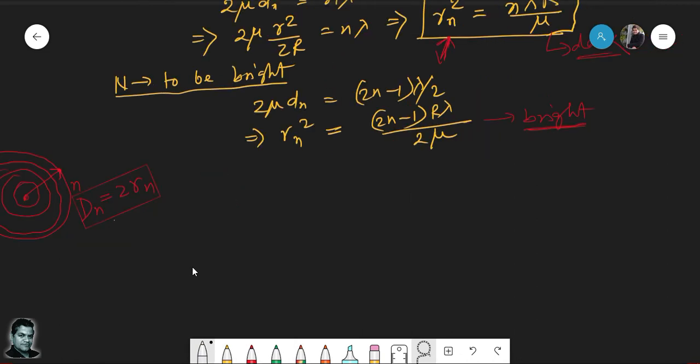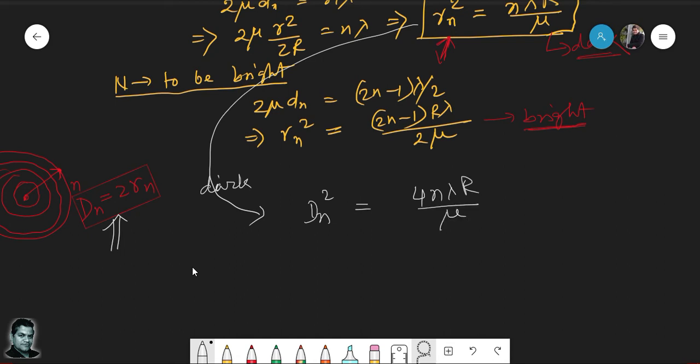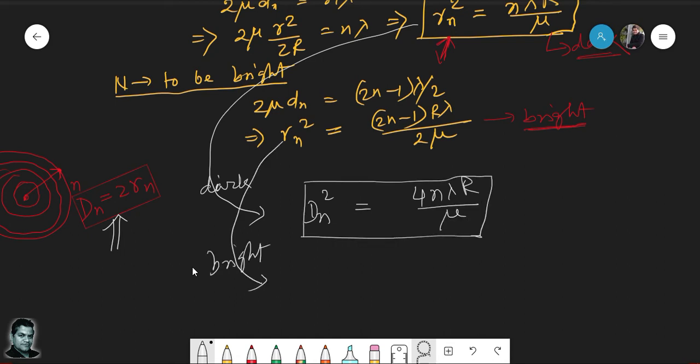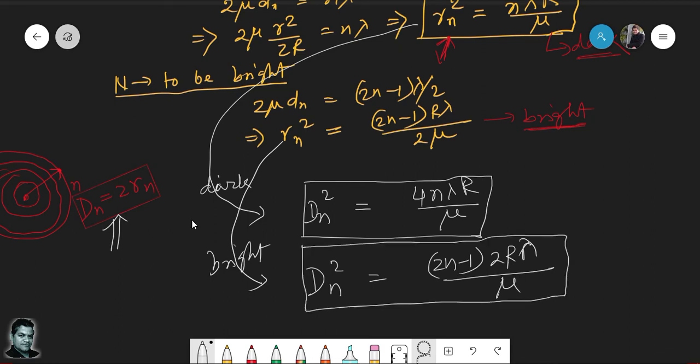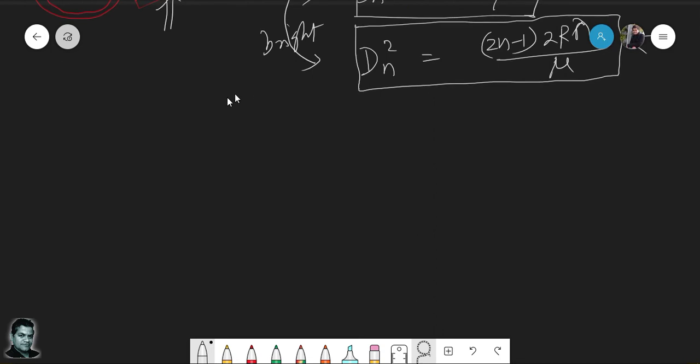So now with this expression for the diameter, the dark ring diameter would be D_n squared = 4nλR/μ, and from here for the bright rings the diameter would be D_n squared = (2n−1)·2Rλ/μ. So these are the important results for Newton's rings. Now this Newton's ring has very, very important applications.